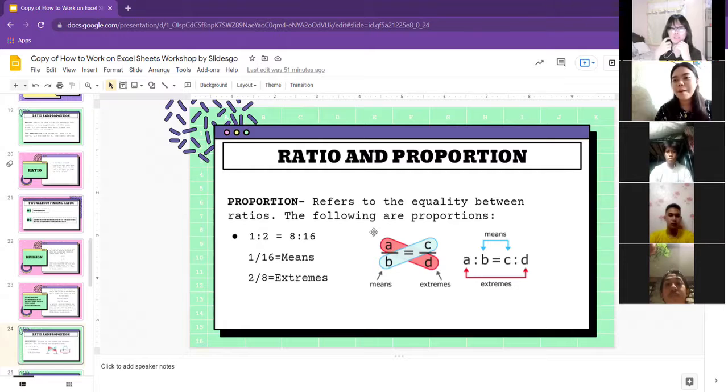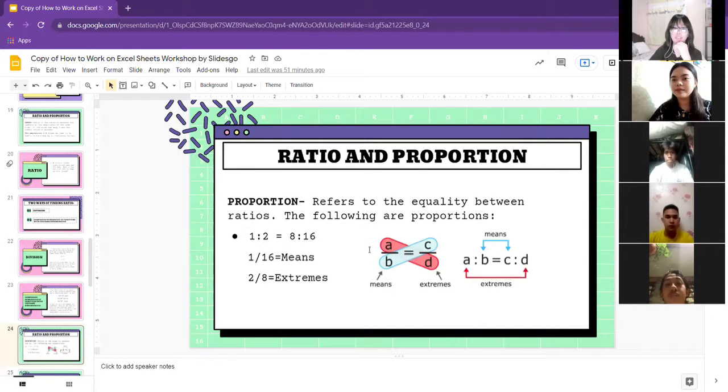So there are also kinds of proportion: means and extremes. The means are the inside of the proportion, and the extremes are the outside. In 1:2 equals 8:16, the extremes are 1 and 16, and the means are 2 and 8.